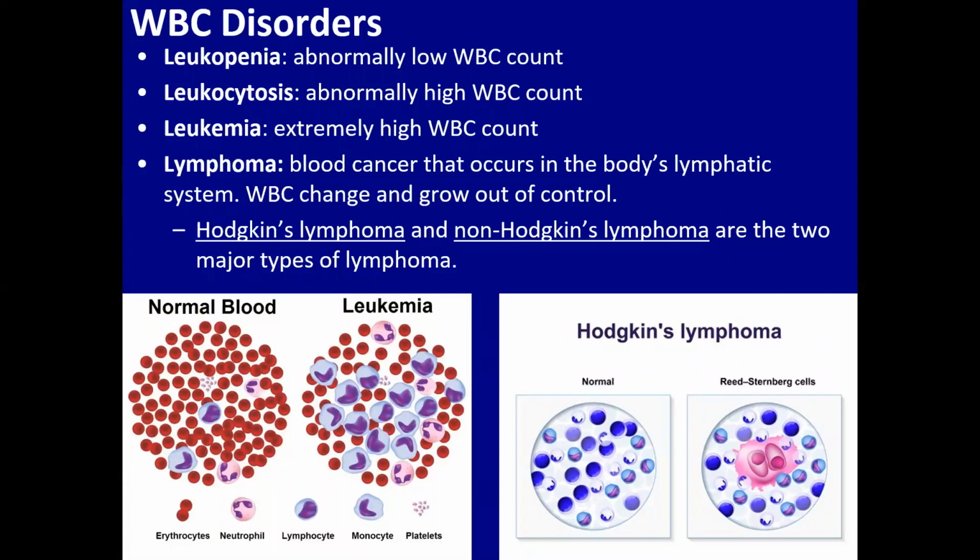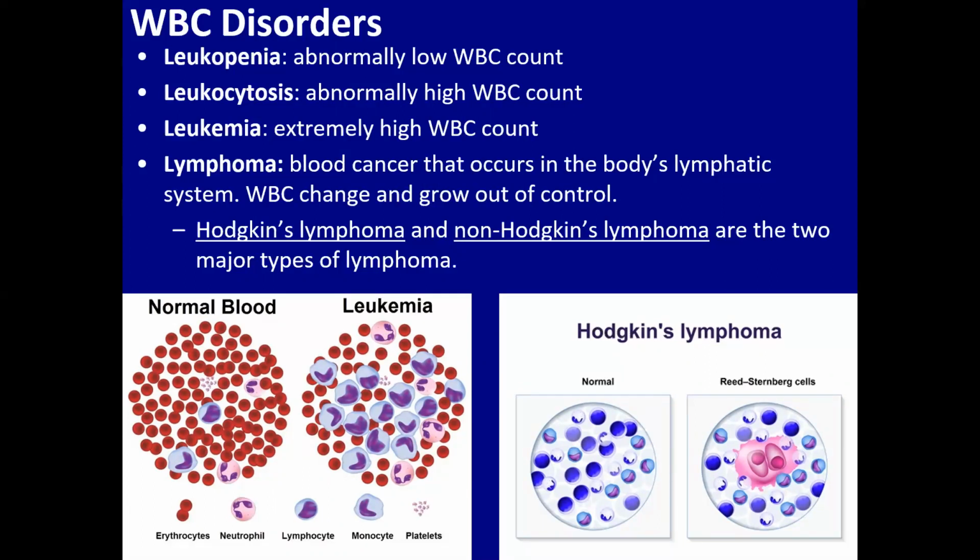If you're looking through a scope, you'd see the normal distribution of white blood cells, red blood cells, and platelets, but you can see what happens with leukemia, that there is an abnormally high number of white blood cells. Lymphoma is a type of blood cancer that occurs in the lymphatic system, and this is when you have white blood cells that change and grow out of control.